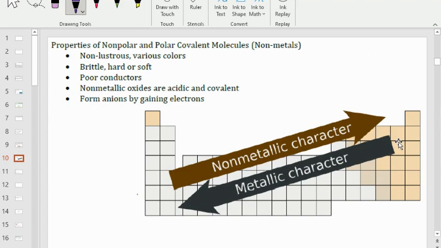What does IMF stand for? Intermolecular forces. Yay. We were all together. That was good, as a class, everybody.